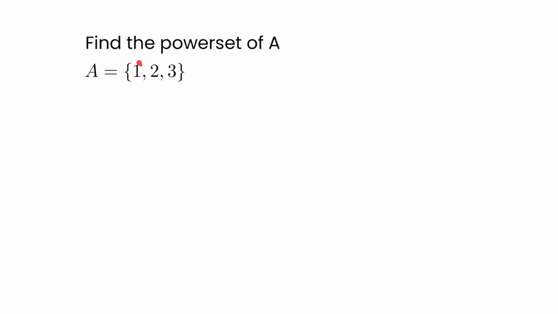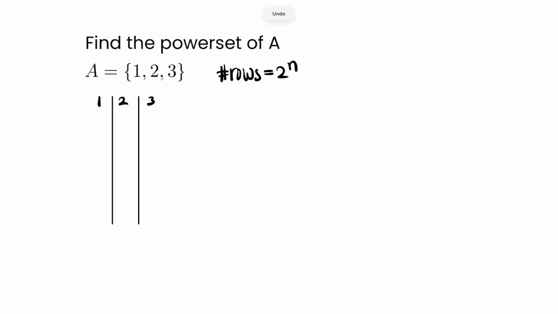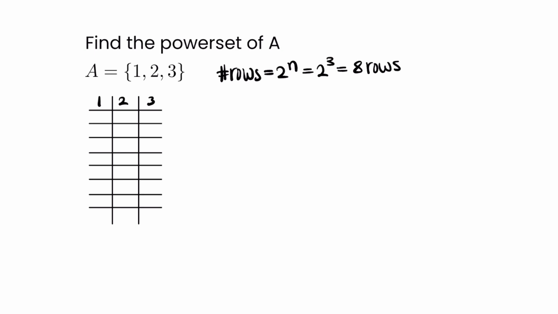So how many columns do we need? One for each member, so 1, 2, 3 columns. How many rows do we need? Well, the number of rows is equal to 2 to the n, where n is the number of members that we have. So we have 3 members, so it's going to be 2 to the third power, that's 8, so we're going to have 8 rows. Now, how do we fill in the membership table?